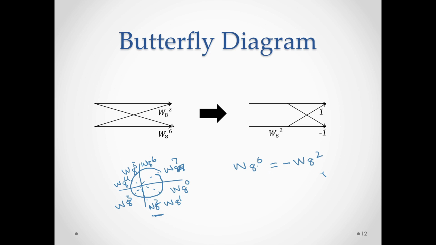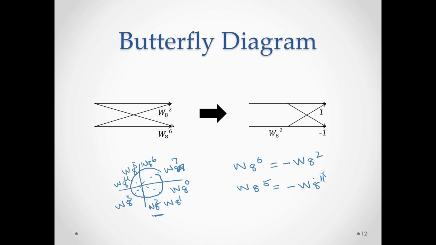Same goes for W81 and W85. Those are negative of each other. Similarly, W80, W84, they are negative of each other. Similarly, this series goes on and on.